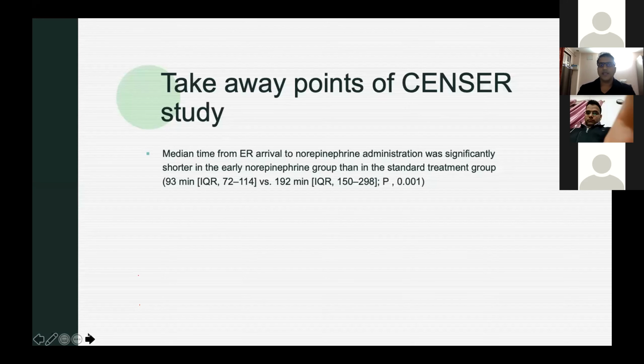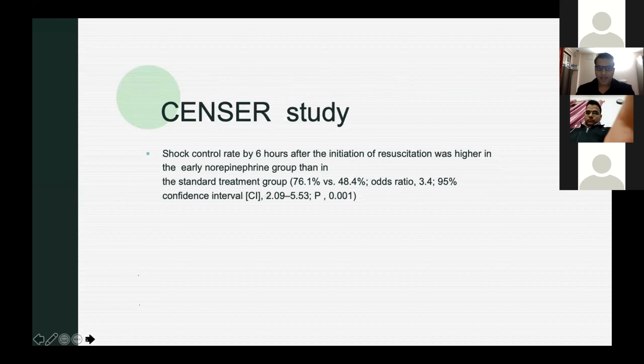Now, what were the takeaway points from the CENSER study? The median time from the ER arrival to norepinephrine administration was significantly shorter in the early NORAD group than in the standard group. As I told you, 90 versus 190 minutes. So that was a significant difference. And they found that the shock control rate by 6 hours after the initiation of resuscitation was higher in the early NORAD group than in the standard group. That is almost 76% versus 48%.